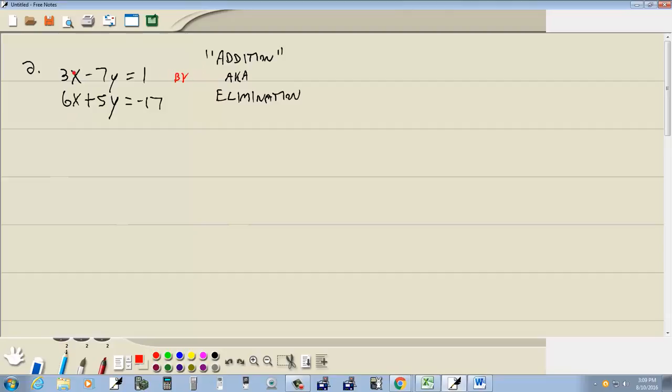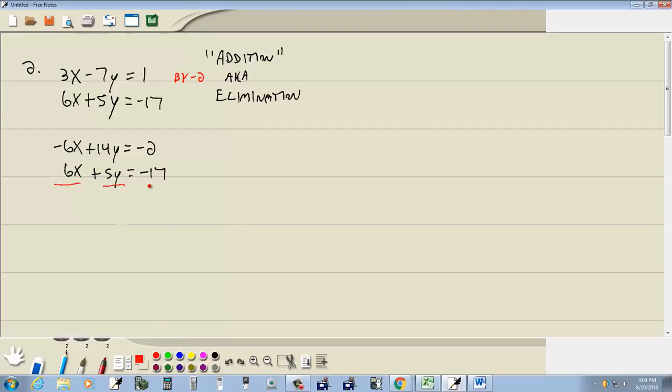And I think about what do I multiply this 3x by to get a negative 6x, and that'd be a negative 2. So then, negative 2 times 3x is negative 6x. Negative 2 times negative 7y gives us positive 14y. Negative 2 times 1 is negative 2. And this just carries down. 6x plus 5y is equal to negative 17.